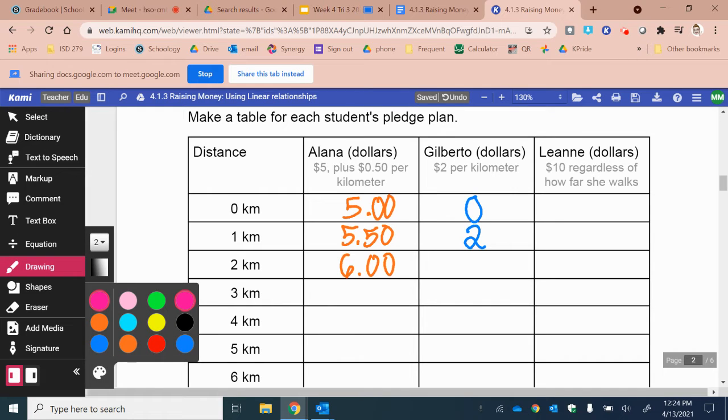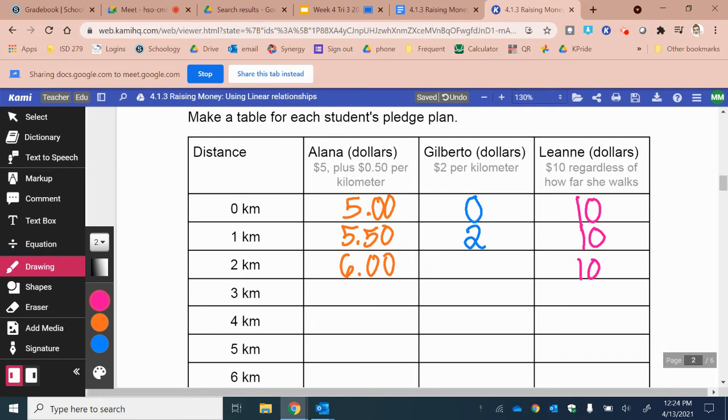For Leanne, she gets $10 regardless of how far she walks. So even if she walks 0 kilometers, she got $10. But if she walks 1 kilometer, she gets $10. And then if she walks 2 kilometers, she still only gets $10. Now that isn't $10 each kilometer, that's just $10 total. So we want you to try to fill in the rest of that chart, and then we'll see you on page 3. So I'm going to pause for a second so you can fill that in.